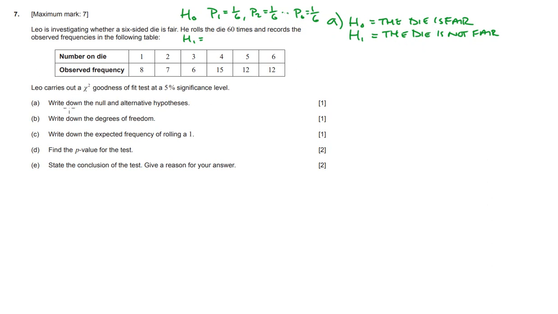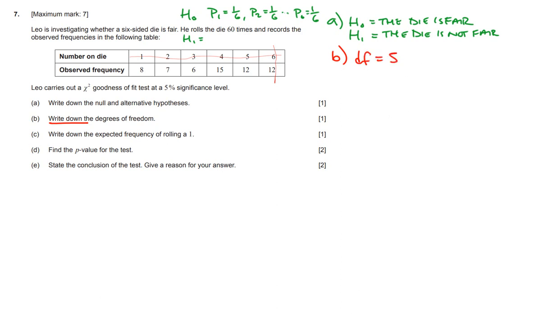Part B says write down the degrees of freedom. It says write down, which means there's no work to be shown on this. But I always find the easiest way to do degrees of freedom is, I'll do it kind of light, I'm going to cross off a row and cross off a column and then count however many cells I have left. 1, 2, 3, 4, 5. So our degrees of freedom equal 5.